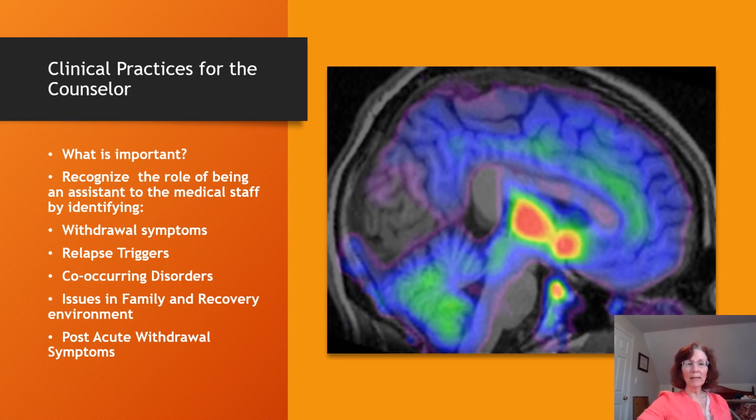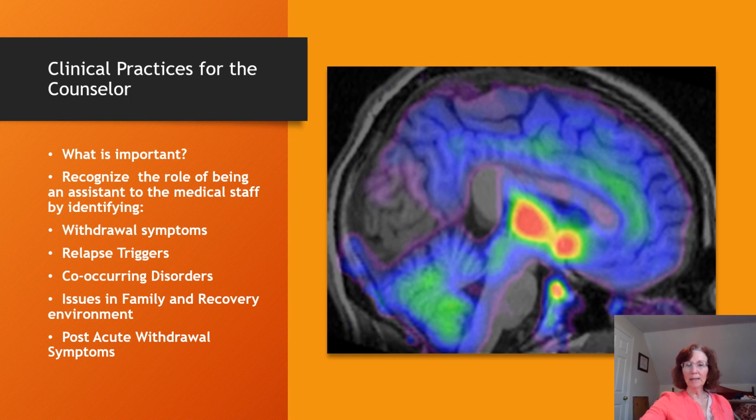Some clinical practices for the counselor. What is important? We have to recognize the role of being an assistant to the medical staff in the treatment of opioid use disorders. We have to be adept at identifying withdrawal symptoms in our patients, relapse triggers, co-occurring disorders, issues in the family and recovery environment, and some post-acute withdrawal symptoms.